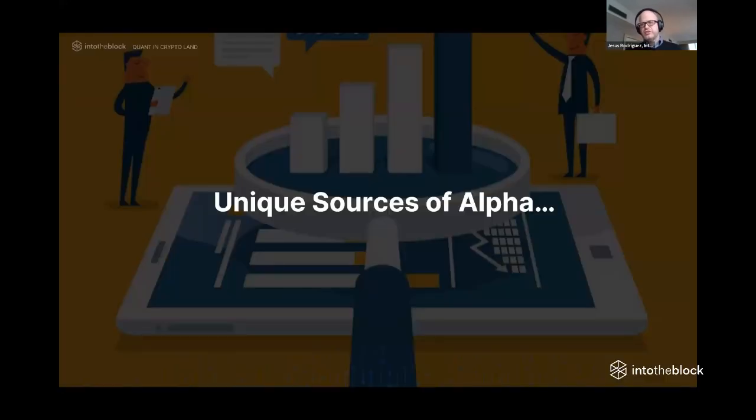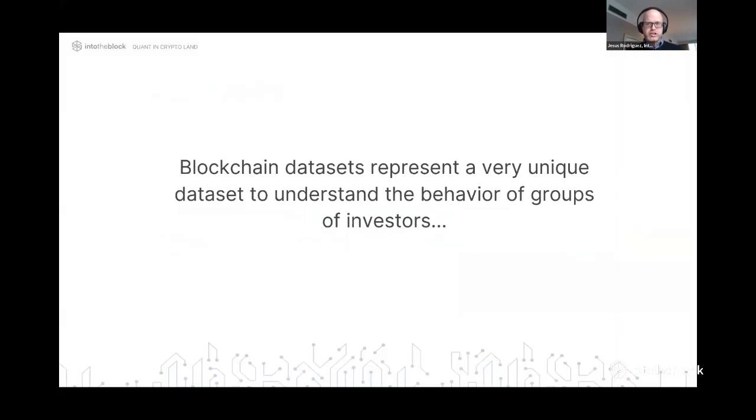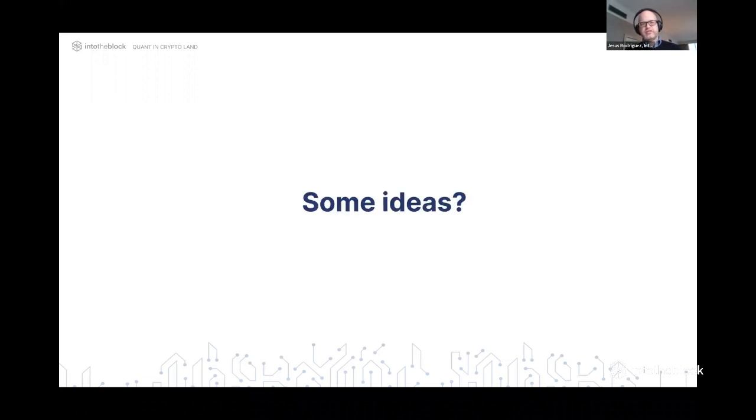So, unique sources of alpha. This is a pretty trivial one. Blockchain datasets are a source of alpha. In one of my sessions at Mainnet yesterday, we were discussing how much alpha there is in blockchain datasets, and whether that's debatable. There is no question that there is some, right? So blockchain datasets definitely represent a very unique source of alpha from the standpoint of quantitative behavior.